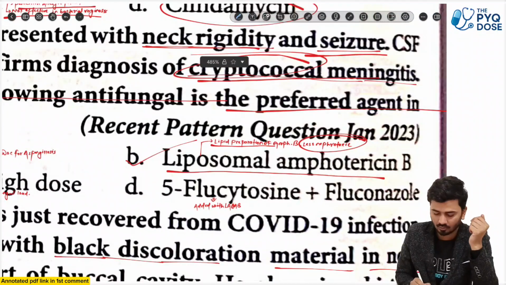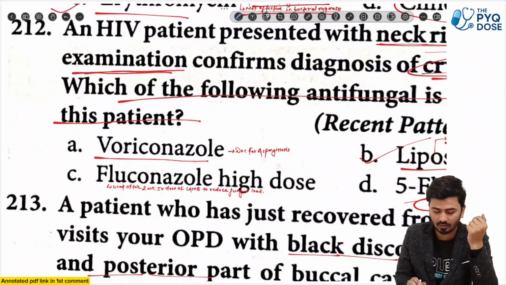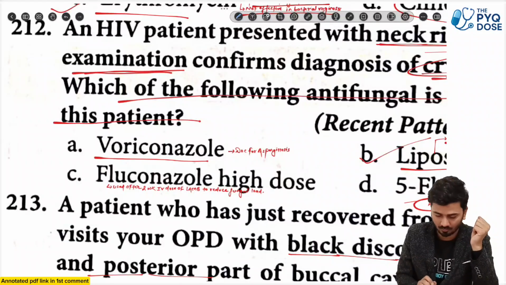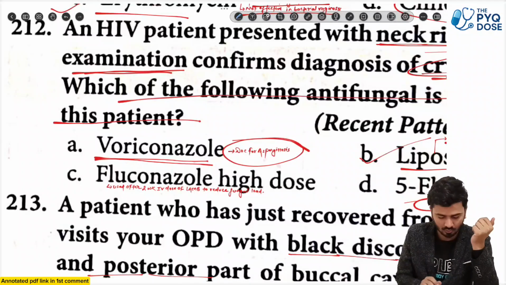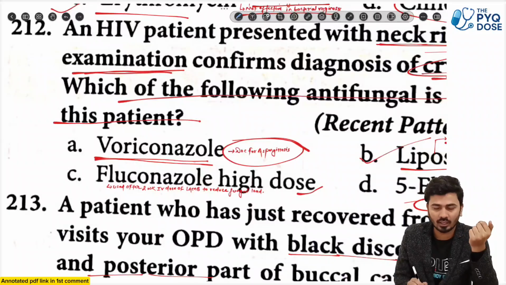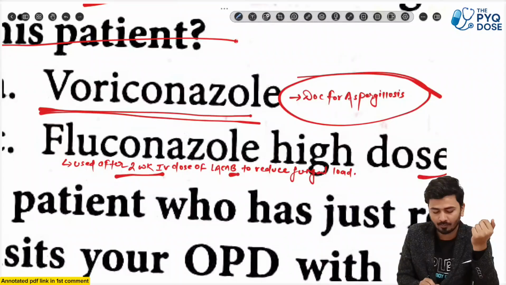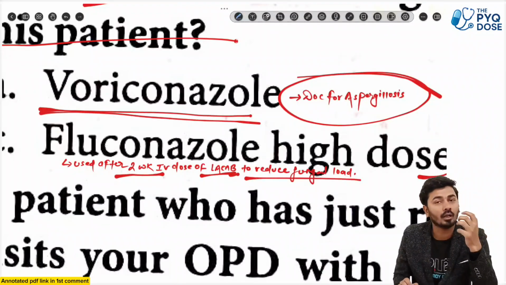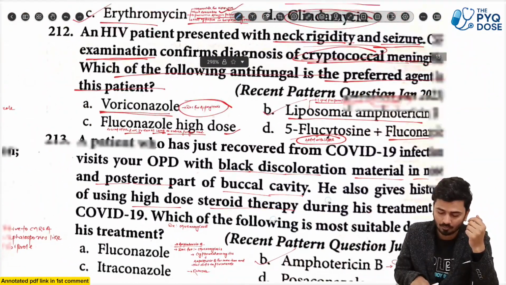Now 5-flucytosine plus fluconazole is generally added with LAMB. Okay, this is added with LAMB, which is nothing but liposomal amphotericin B. Voriconazole can be added, but it is not the drug of choice for this case. Voriconazole is generally the drug of choice for aspergillosis. Fluconazole in high dose can be used after a 2-week IV course of liposomal amphotericin B to reduce the fungal load. This is just to reduce the fungal load, but the mainstay of treatment will be liposomal amphotericin B.